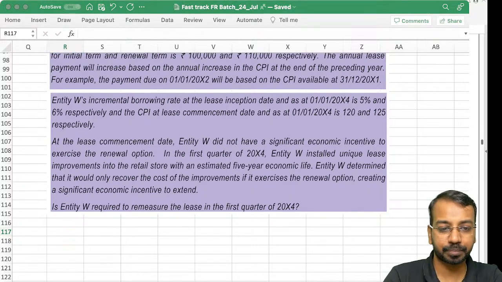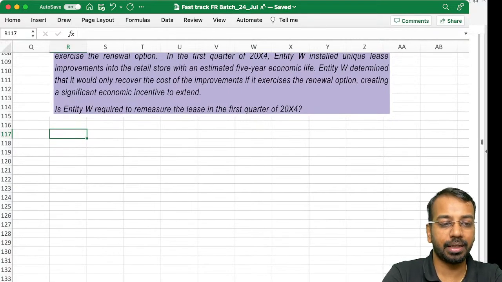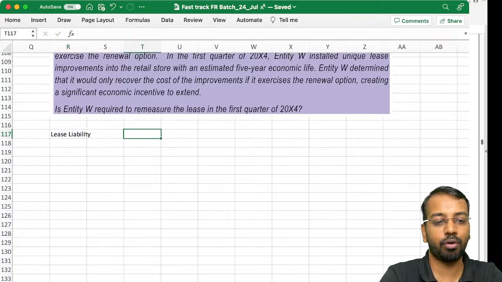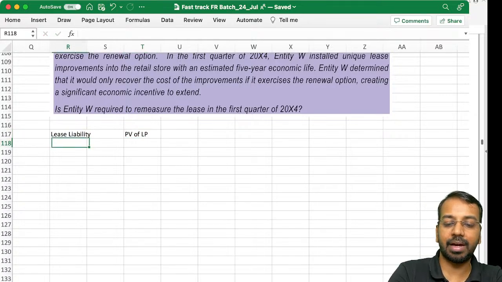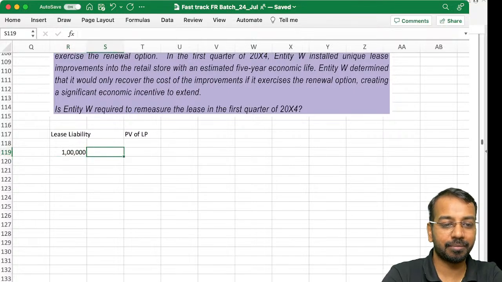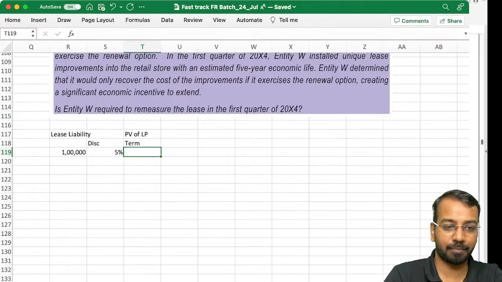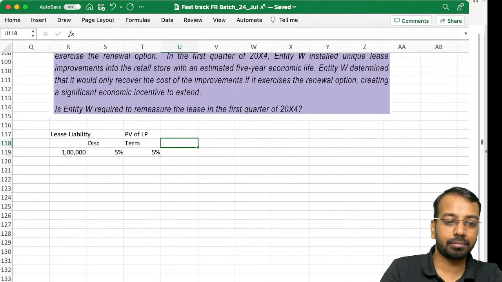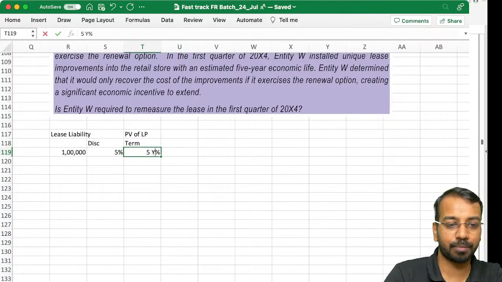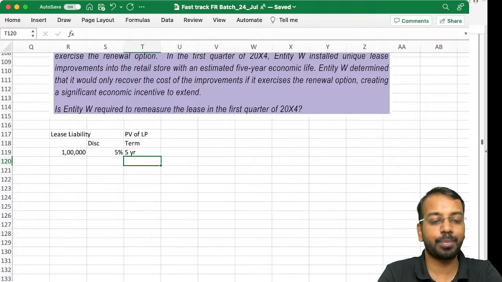Okay, yeah. So now, whenever you have to calculate the lease liability, it is the present value of lease payments. Now, the lease payment here is 100,000, 1 lakh, right? 1 lakh, discount rate is 5%, term is 5 years, right? Now, the present value of 1 lakh, term is 5 years. The present value of 1 lakh discounted at 5% for a period of 5 years is how much?